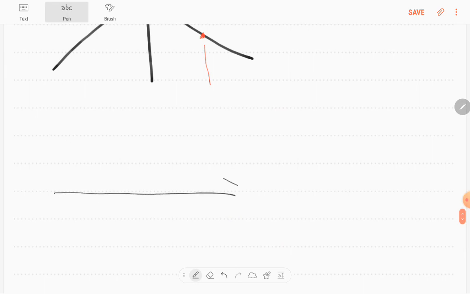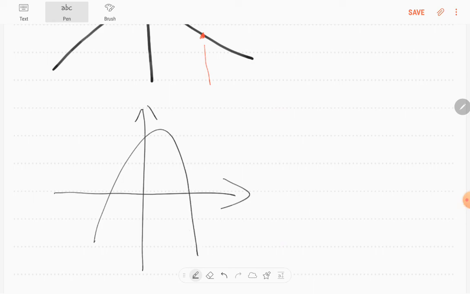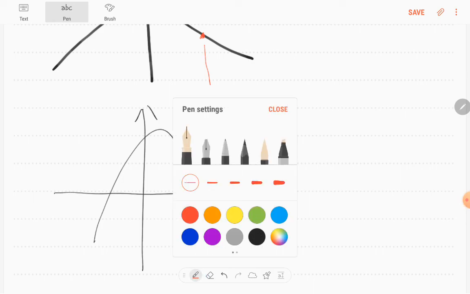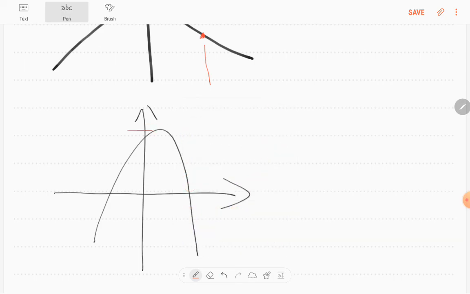What about this curve? This is a function, because when you draw a vertical line anywhere, you can see there is only one intersection point. So this is a function.